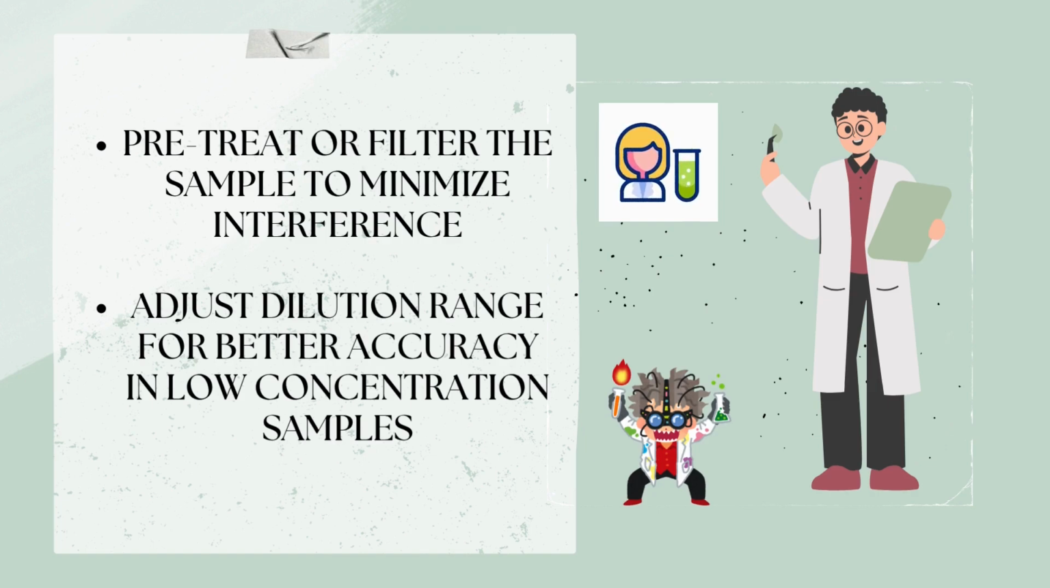And secondly, adjust the dilution range for better accuracy in low concentration samples. Some diluted samples had very low absorbance, approaching the detection limit of the spectrophotometer. Introducing intermediate dilutions like a ratio of 1 to 5 or 1 to 15 could improve the data spread and help maintain measurements within the optimal detection range.